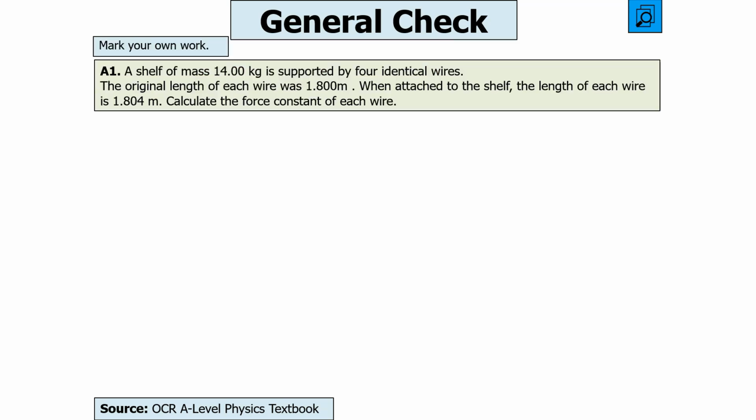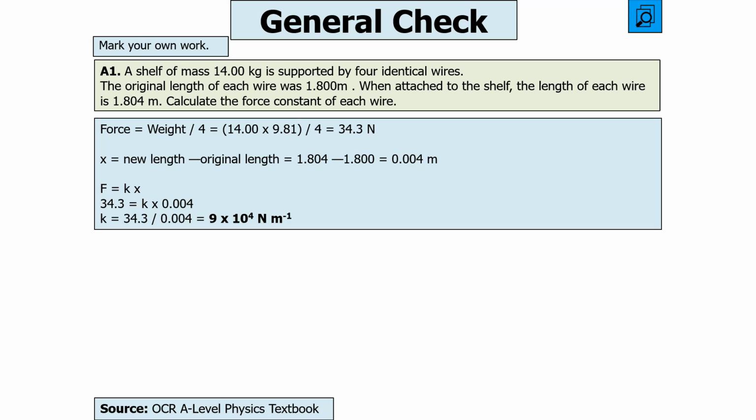Right, so how do you answer this question? Well, firstly, what's the force in this situation? Well, the force is going to be the weight divided by 4 because there are 4 identical wires. So the force is 34.3 newtons. So each wire experiences 34.3 newtons. Remember, it's 14 kilograms times the strength of gravity, 9.81.